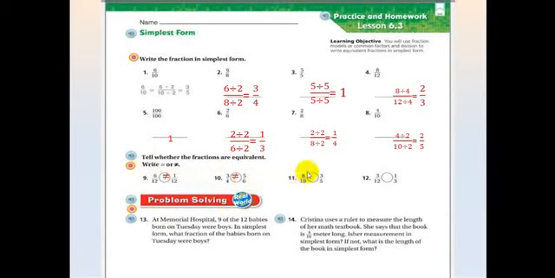Here 6 over 10 and 3 fifths, equal or not equal? If we divide by 2 it will be 3, divide by 2 it will be 5, yes, equal. We can use the butterfly method. 5 times 6 is 30, and 10 times 3 is 30. Here 3 over 12 and one third. If I divide by 3 it equals 1, and divide by 3 it equals 4, not equal.